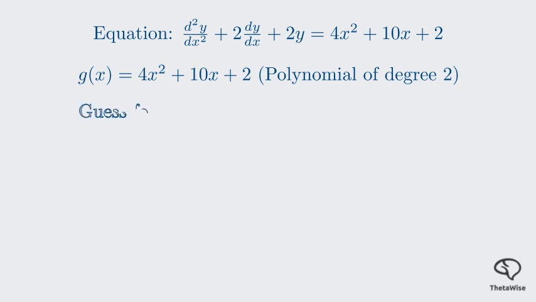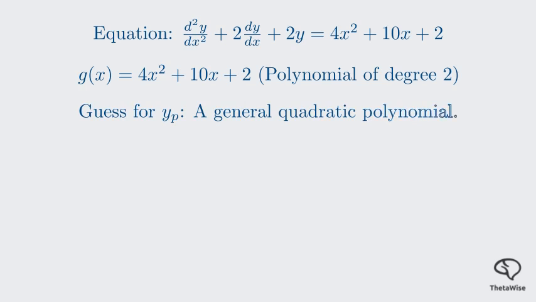Since g is a quadratic polynomial, our guess for the particular solution, yp, will be a general quadratic polynomial, ax squared plus bx plus c. The memo uses different letters, C, D, and E, but the principle is identical. For this guess to be a solution, it must satisfy the differential equation. So we need to find its derivatives.